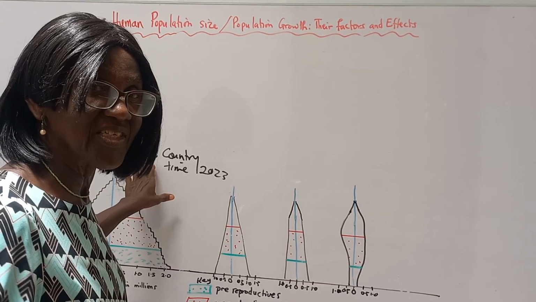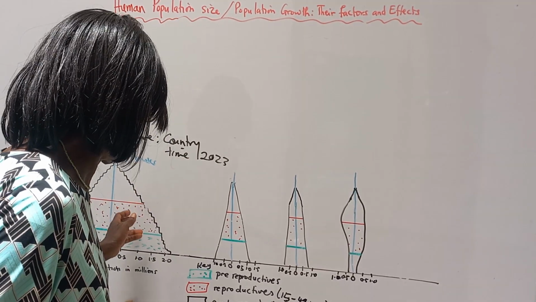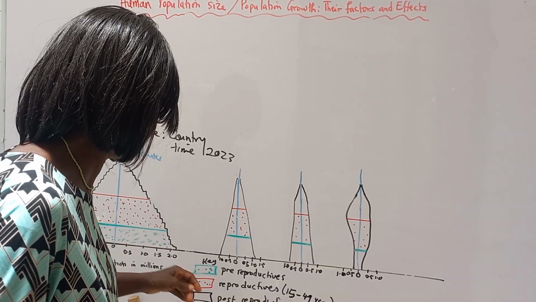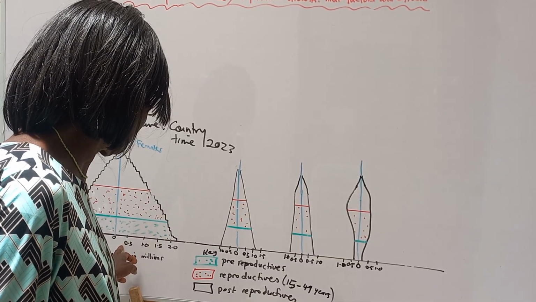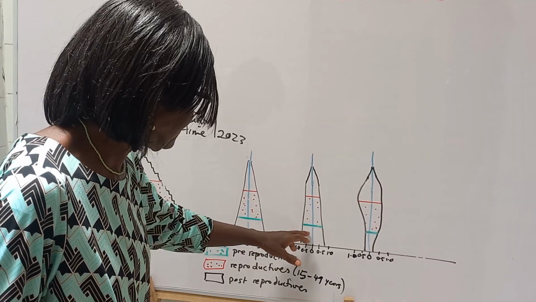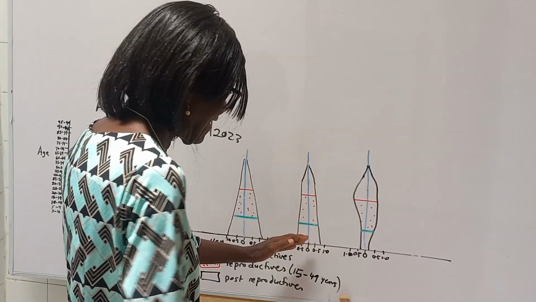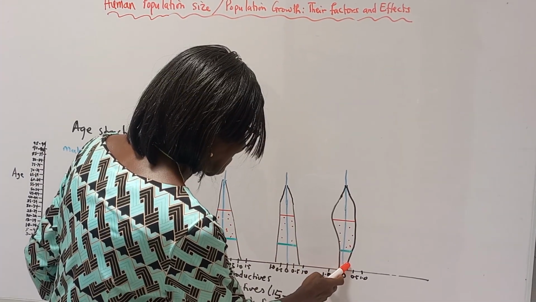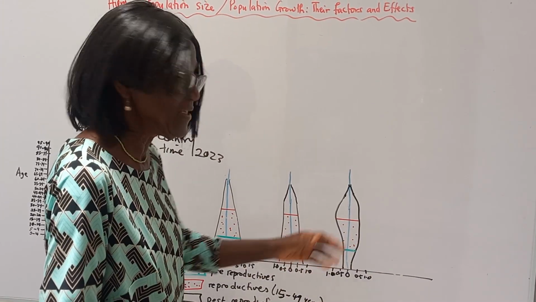The age structure of populations can be used to compare the population growth of different countries. This one is a rapidly growing population. This is a rapid growth. This almost rectangular is no growth. And then when you see the small base like this, it's a declining population.